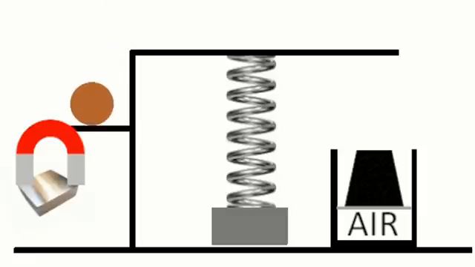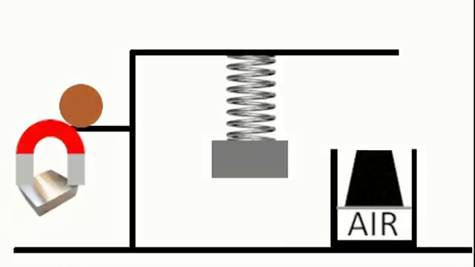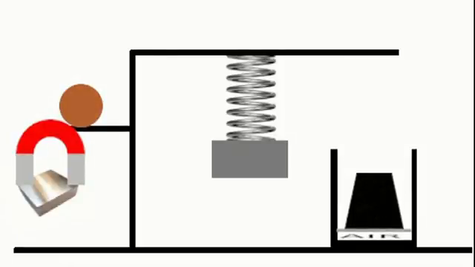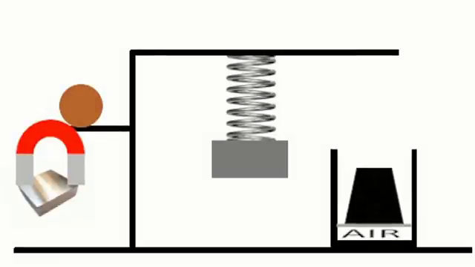Similarly, a spring held in tension stores elastic potential energy, which is released when the spring is allowed to relax. Gases, such as air, can store potential energy when they are compressed, and release it again when they're allowed to expand.